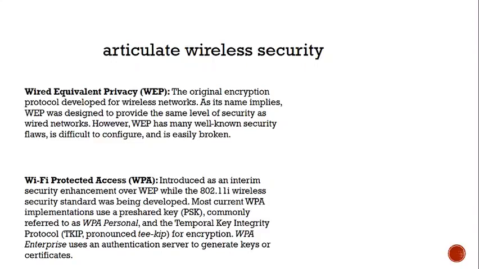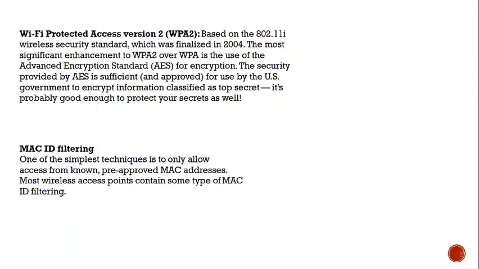The second to come out was Wi-Fi Protected Access, WPA, introduced as an interim security enhancement over WEP while the 802.11i wireless security standard was being developed. Most current WPA implementations use PSK, commonly referred to as WPA Personal, and the Temporary Key Integrity Protocol for encryption. WPA Enterprise uses an authentication server to generate keys or certificates.